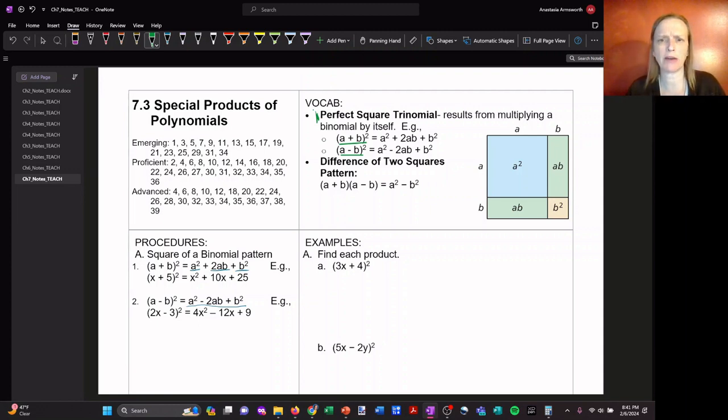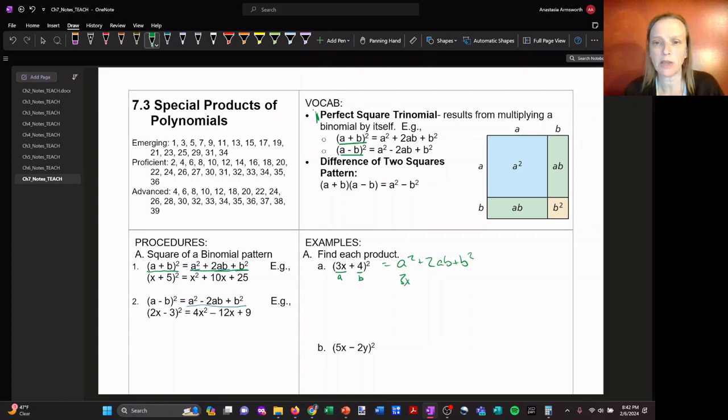So let's look at some of these special patterns. First of all, 3x plus 4, the quantity squared. Whenever we have an addition binomial inside parentheses and we're squaring it, the answer is going to take this form, a squared plus 2ab plus b squared. All we need to do is identify the a component, which comes before the addition sign, and the b component, which comes after the addition sign. And then we plug those values into this format, a squared plus 2ab plus b squared.